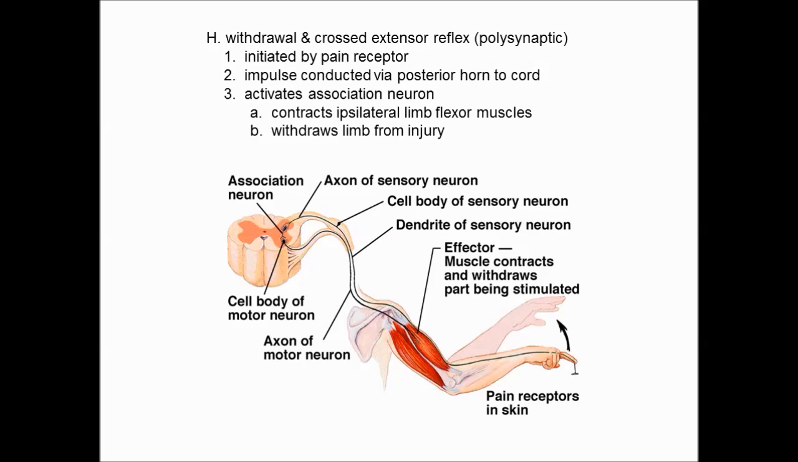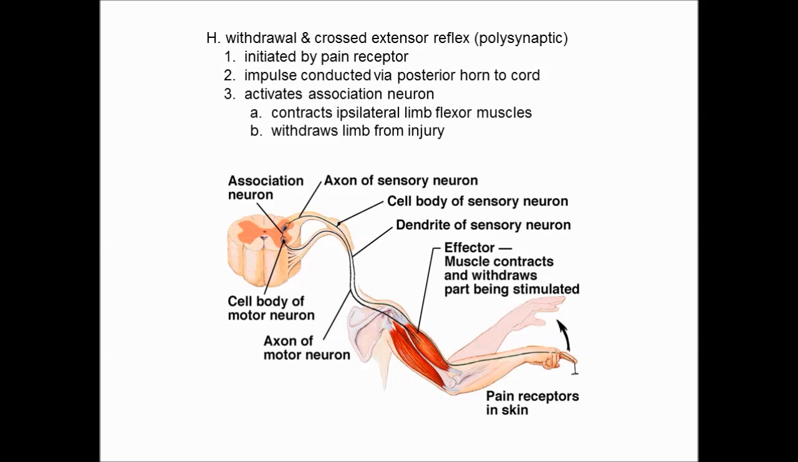So it's activated by pain receptors. The impulse goes up, initially by C fibers, into the spinal cord, and activates association neurons, and you have flexor muscles that usually involve several different muscles, that withdraw the limb from the injury. So that's the classic withdrawal reflex. At the same time that's going on, there's a crossed extensor reflex that's involved with the association neuron.